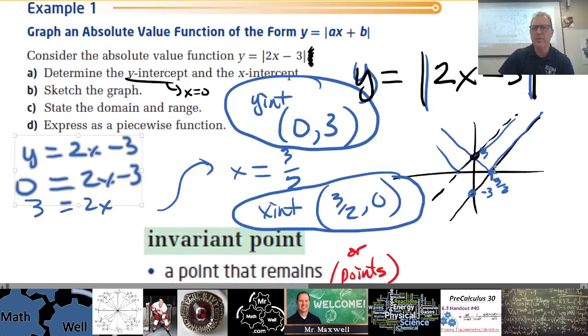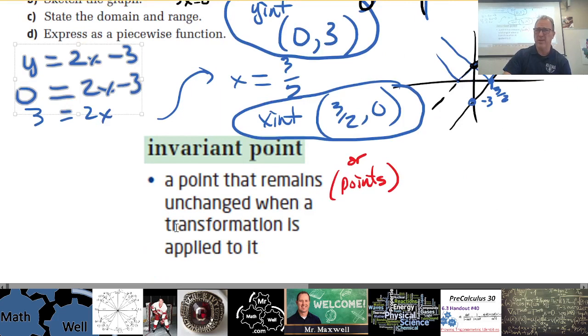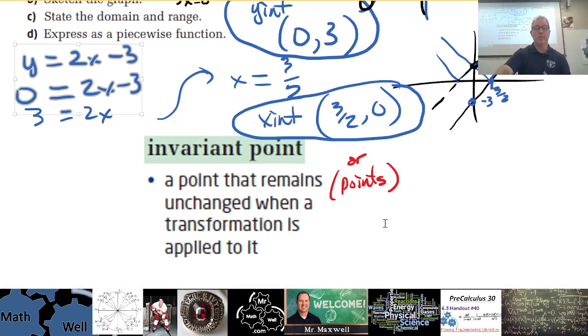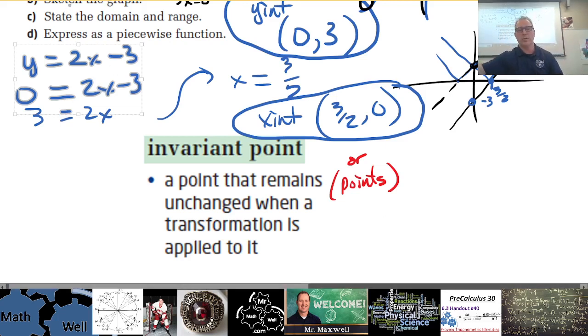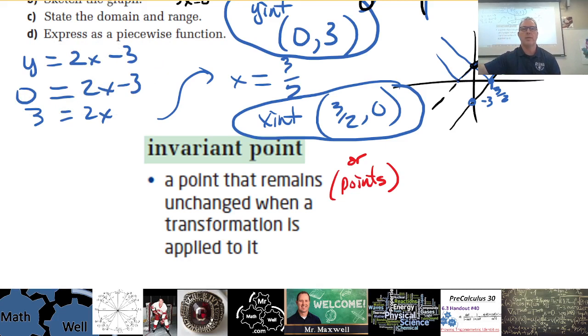Okay, another possibly new term. I think we've talked about this before, but maybe not. Invariant points. Have you ever heard this term before? Anybody? No, I'm seeing some head shaking. Okay. All right, well, this is very important as well. Super important. You're going to have to know what this means for the rest of your math career.